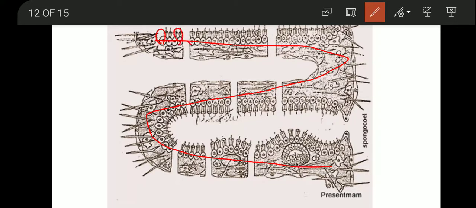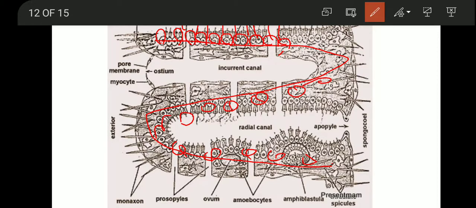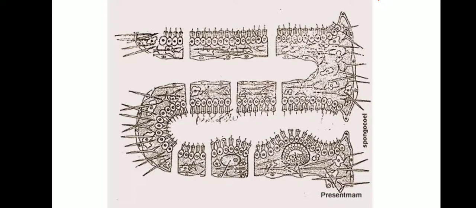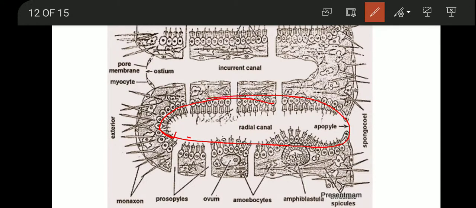Just arrange the choanocytes on the gastric layer and draw the flagellum for them. Next to this layer, that is the alternate layer, do this, and you will be done with the diagram. Now, what is mesenchyme? It is mesenchyme or mesoderm. It is present in between the dermal layer and the gastric layer. Let's see it here. This is the gastric layer, and this is the dermal layer.